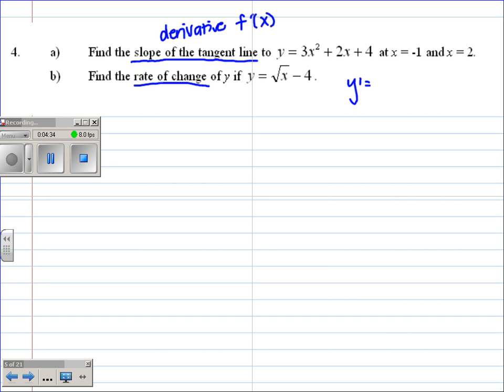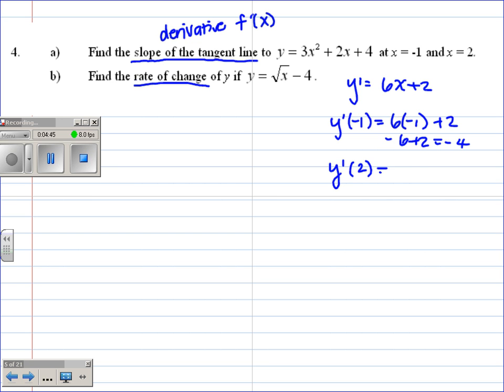So y prime is 6x plus 2. So y prime at negative 1 means plug in negative 1. We get negative 6 plus 2, which gives us negative 4. Y prime at 2 would be 6 times 2 plus 2. So 12 plus 2 gives us 14.